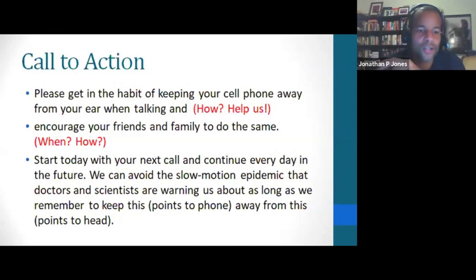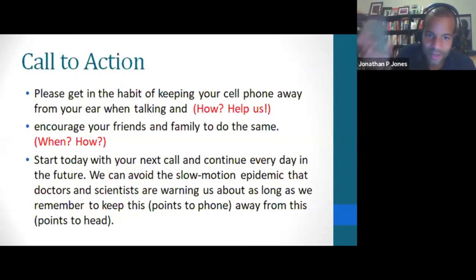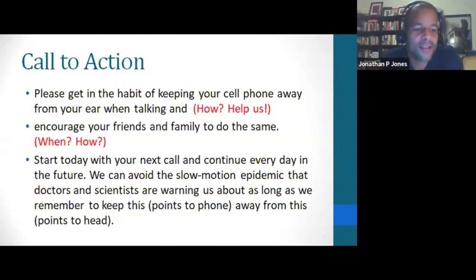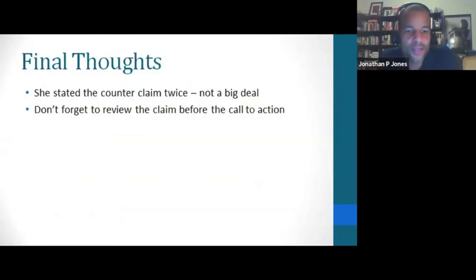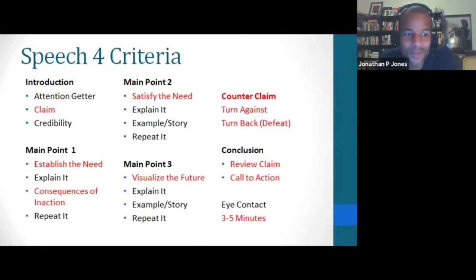And then the last thing, start today with your next call and continue every day in the future. We can avoid the slow motion epidemic that doctors and scientists are warning us about as long as we remember to keep this phone away from your head, okay? So that is the end of her speech. Now, she stated the counterclaim twice, not a big deal, like I said, but just don't forget to review the claim before the call to action, and you're gonna be good, okay? Because that's the whole speech.